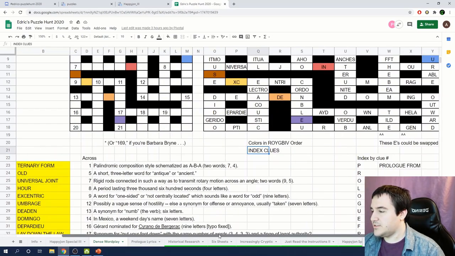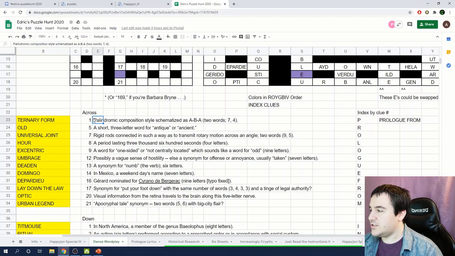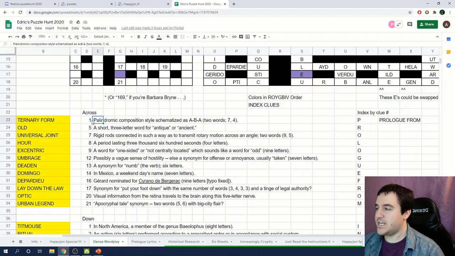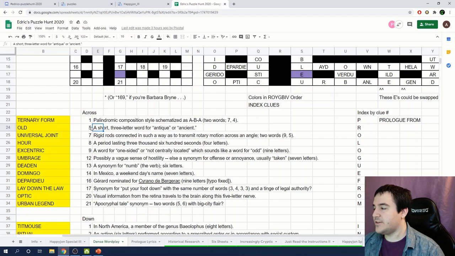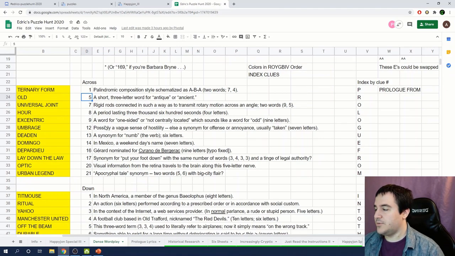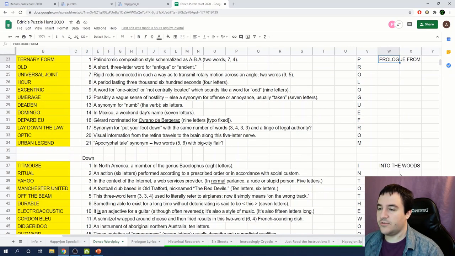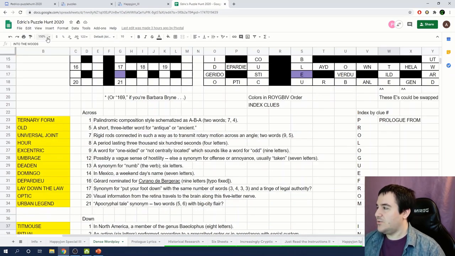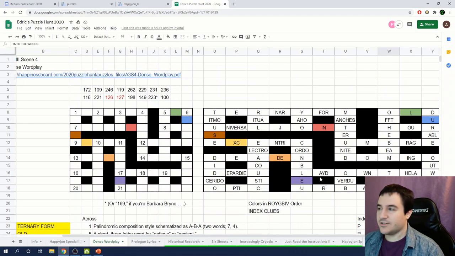And this is where this puzzle went from a normal crossword puzzle to something very interesting. Because if we go to clue one across, and we take the first letter because it's clue one, that gives us a P. If we go to clue five and we take the fifth letter, that gives us an R in the word short here. And we do that for all of the across and down clues, and it spells prologue from Into the Woods. And so we've gone from a normal crossword puzzle to something else entirely.